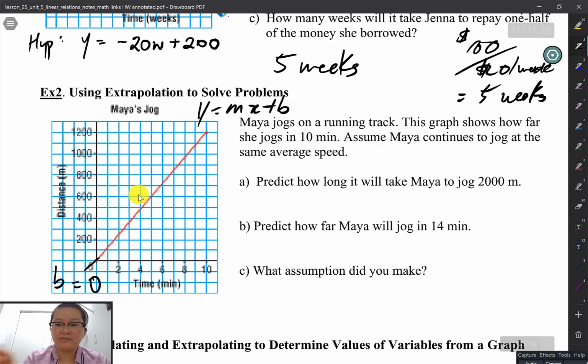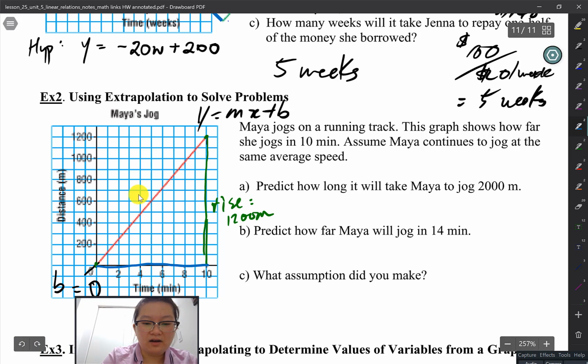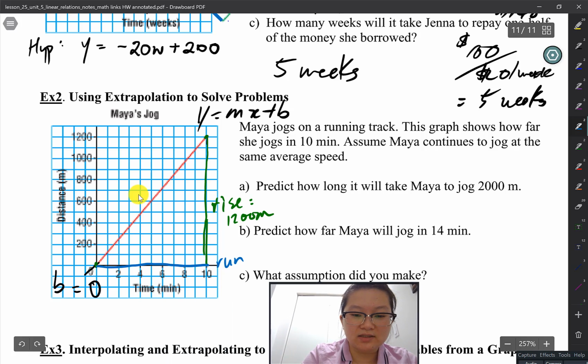What about the slope? Slope, again, is your rise over your run. So for our rise, I'm going to pick this origin point, and I'm going to pick this point up here because the dots are, one, far away, and two, they lie exactly on the grid line. So it's easy to use here to figure out the rise. So rise is 1,200 meters. Our run, which I'm going to do in blue, is from here all the way to there. Our run is 10 minutes.